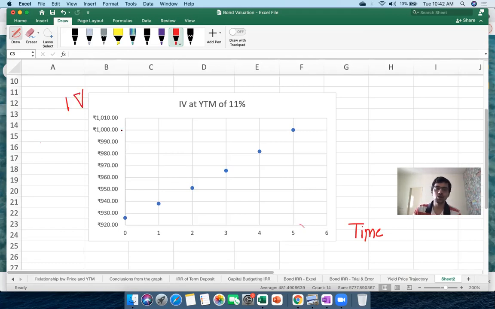Now, if you actually see, $1,000 was the par value of the bond, and the intrinsic value today, at time t equal to 0, was actually 928 or something. This is nothing but a discount bond, because the intrinsic value of this bond is at a value which is less than the par value. The intrinsic value of this bond is less than the par value, and this differential between 1000 and 928 is nothing but the discount on this bond.